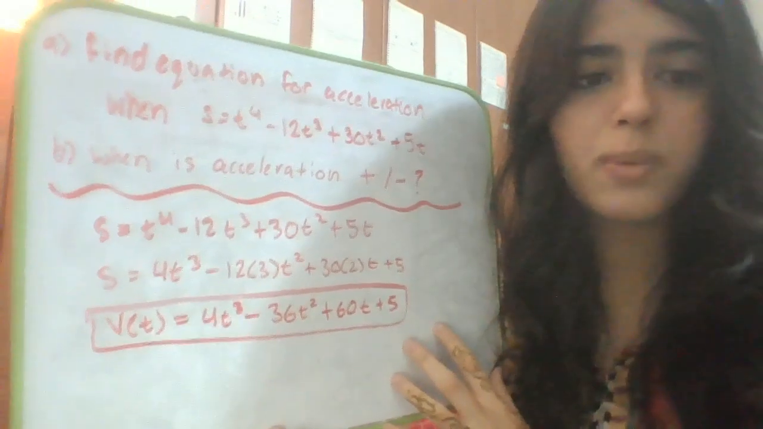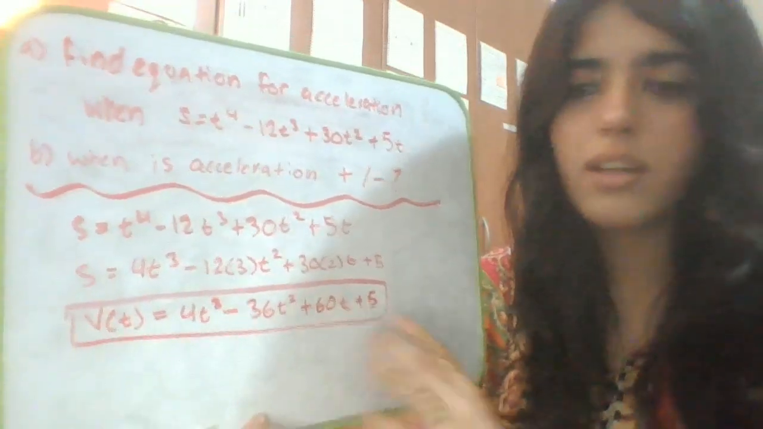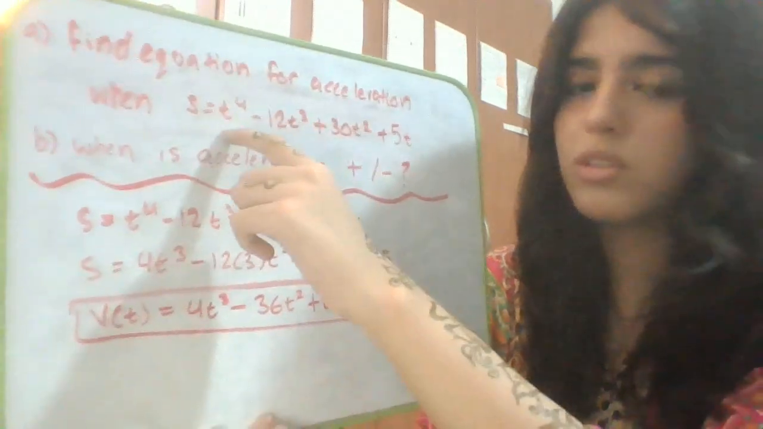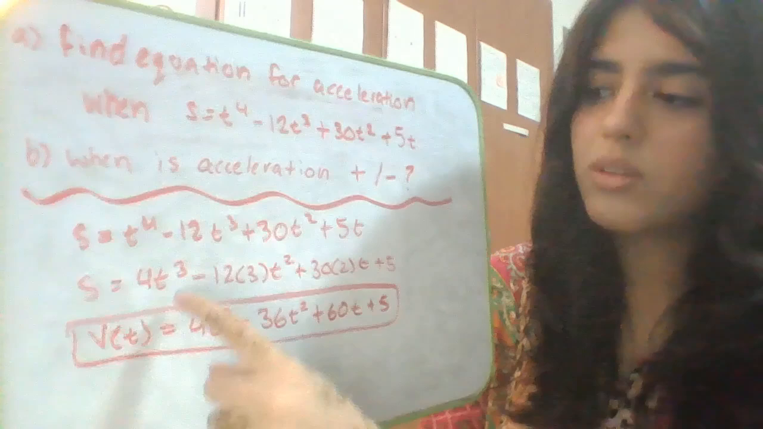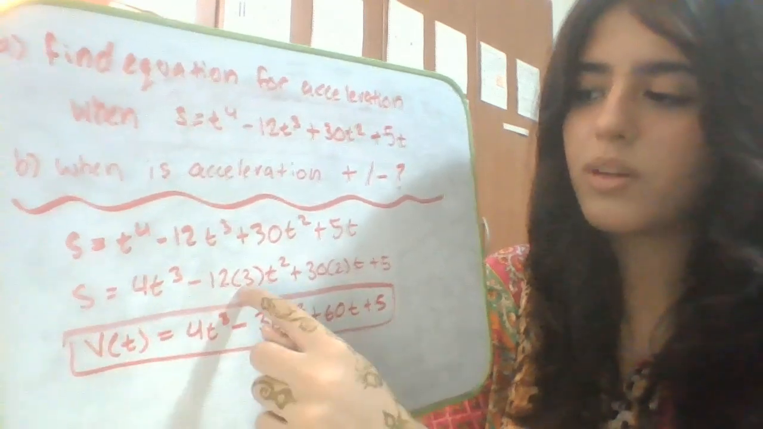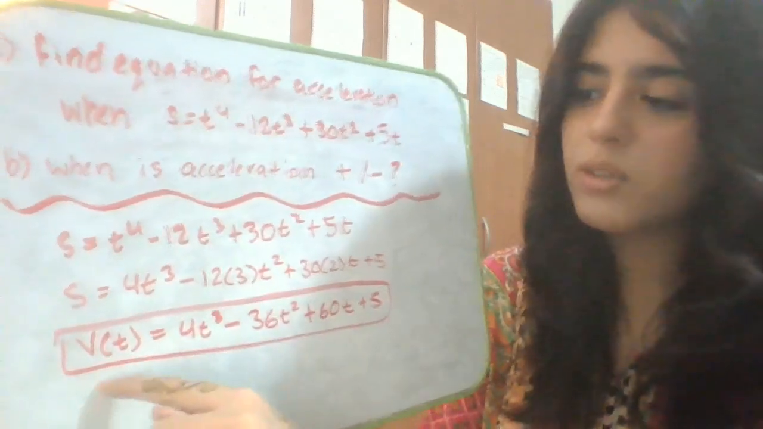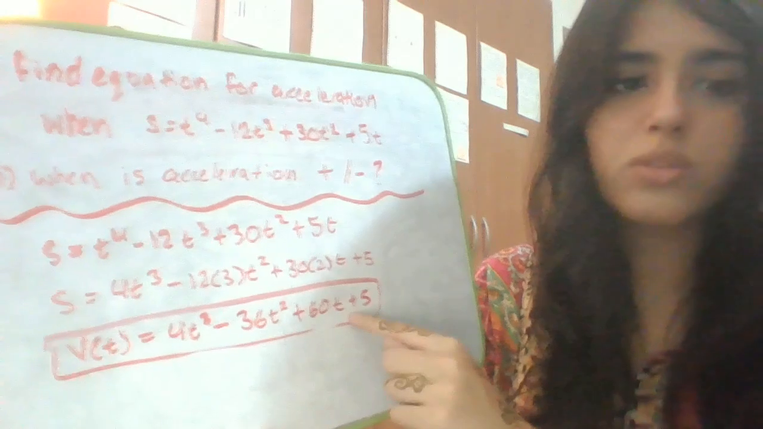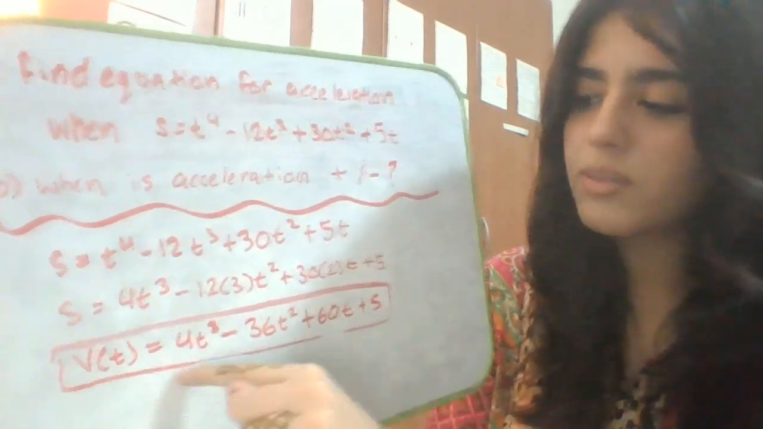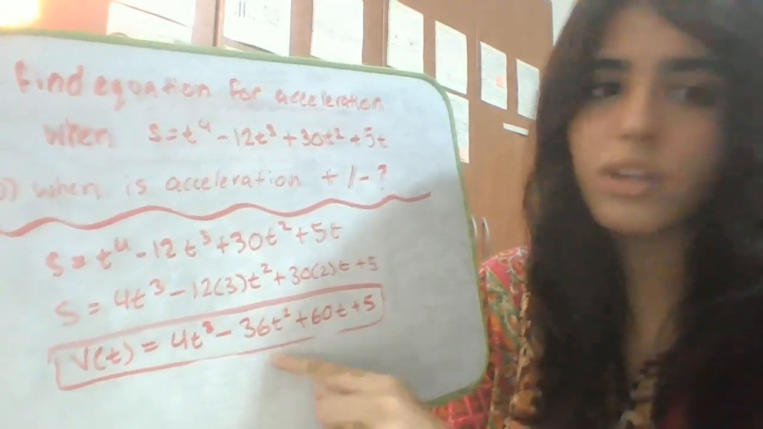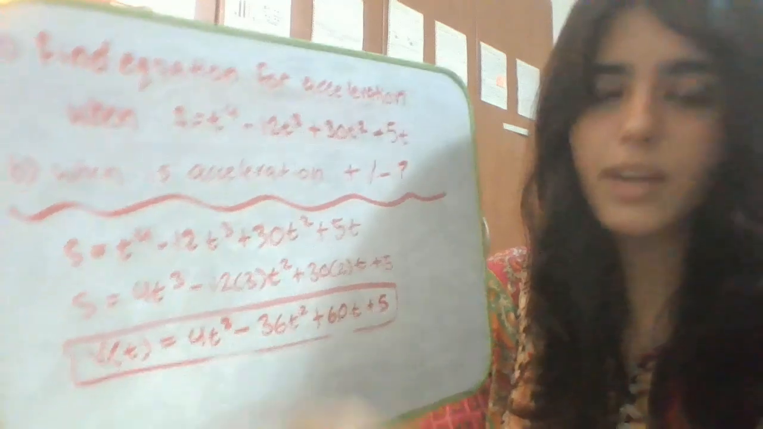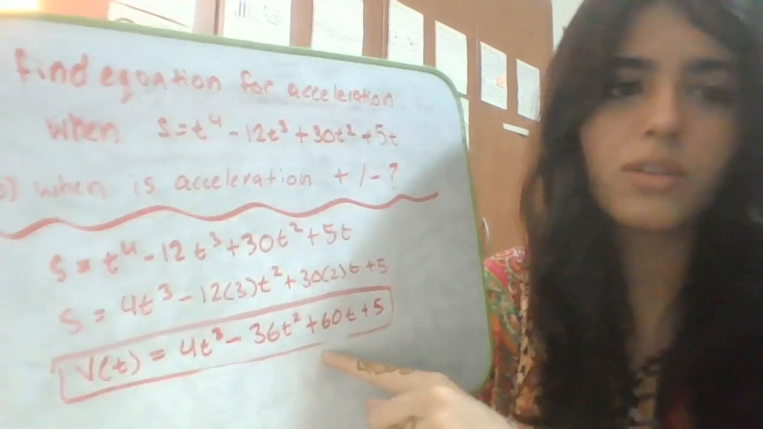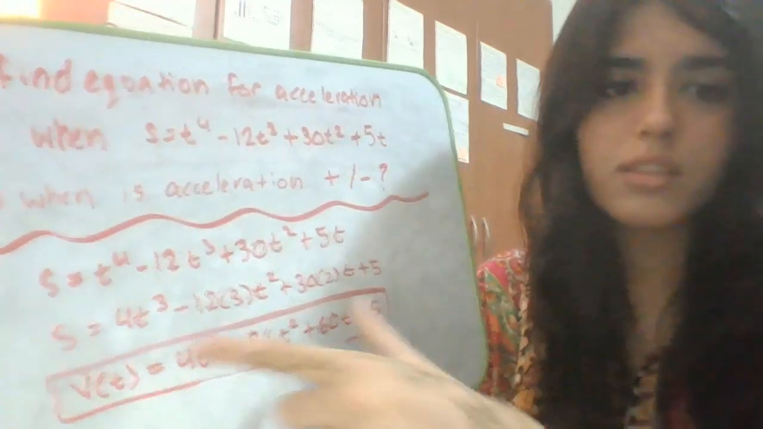The first part was very straightforward. All I did was take the derivative of the original equation. When you do that, you use the power rule and multiply with whatever the coefficient is. You get the first derivative, which is equal to the velocity, so you get this for the velocity formula. Now you'll take the derivative again, using this formula. I'll rewrite this so I can explain it.